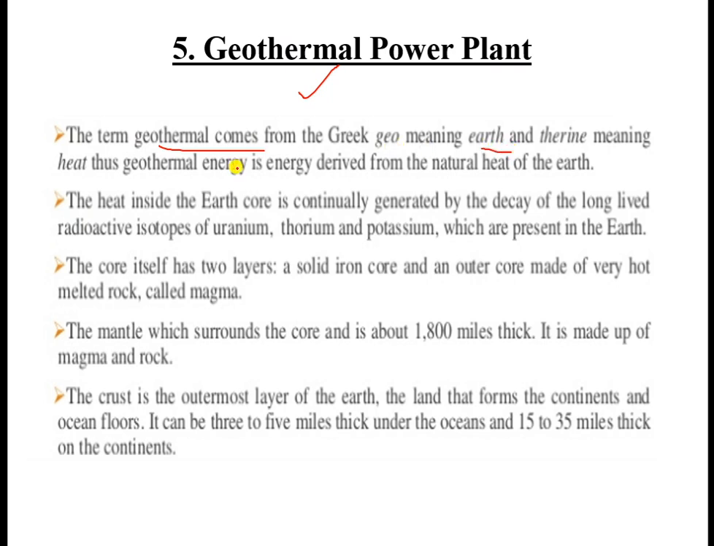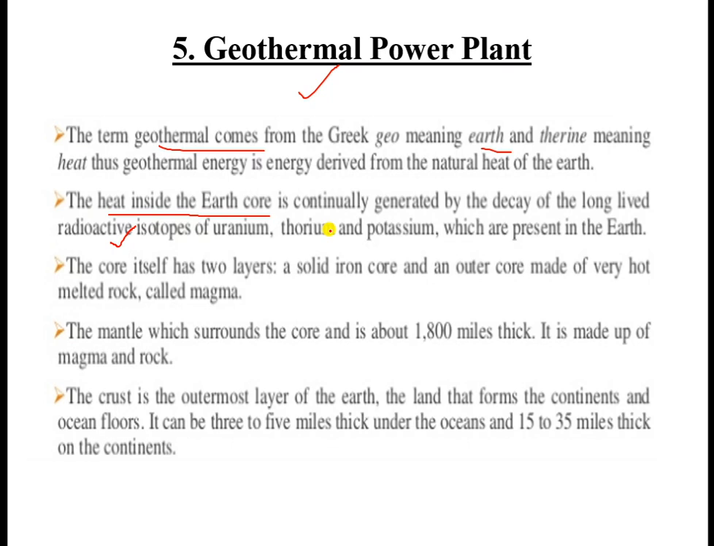Here a very important thing is that the heat which is inside the earth core is generally utilized for the generation of electricity. Now, why is this heat available inside the earth core? That is due to various radioactive reactions, due to the availability of radioactive materials such as uranium and thorium inside the earth core, which continuously generate some amount of heat.